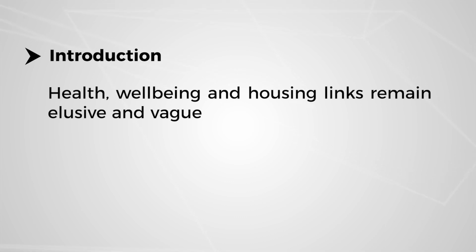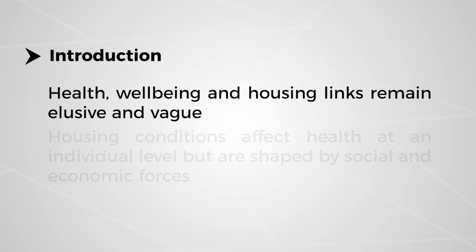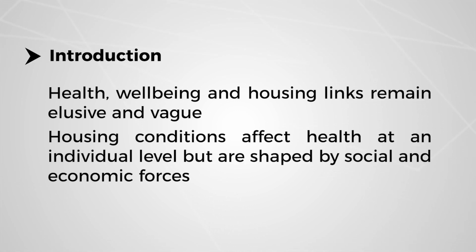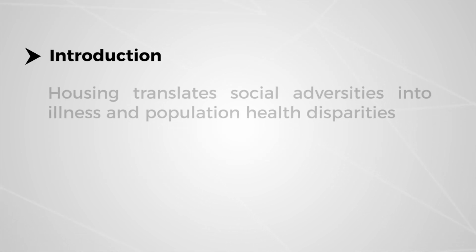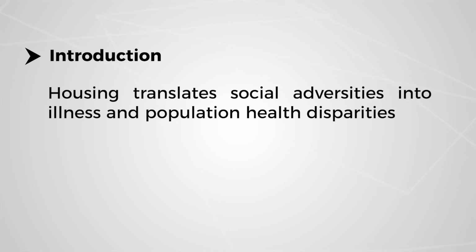The module aims to discuss the role of residential environment in the etiology of illness. The topic of adequate housing for the maintaining of health and well-being has been recognized, but the links remain elusive and vague. Housing conditions affect health at individual level but are shaped by societal and economic forces. Housing actually translates into social adversities, into individual illness and population health disparities.